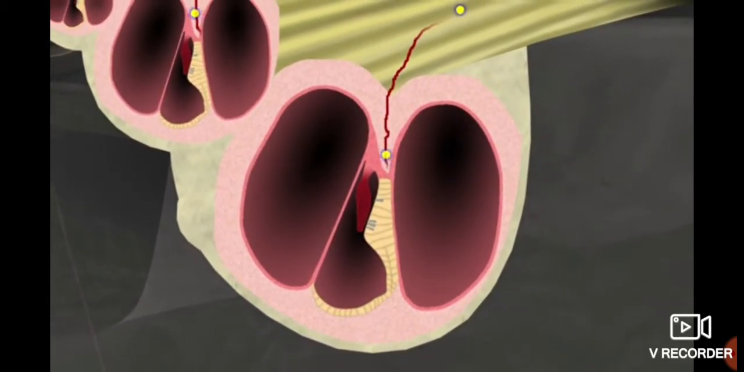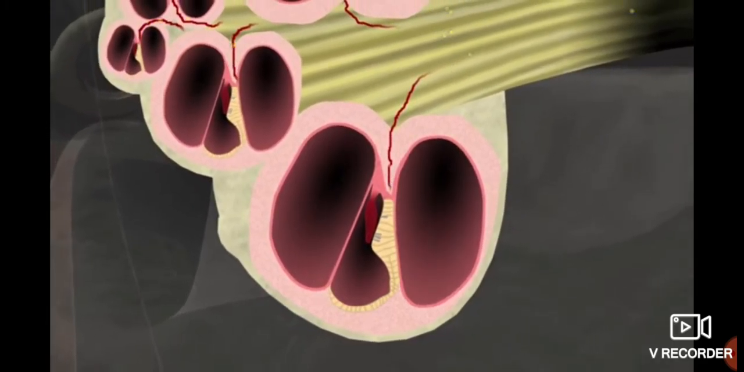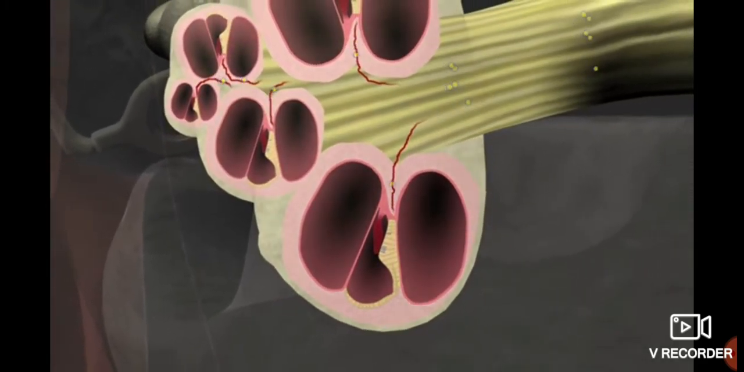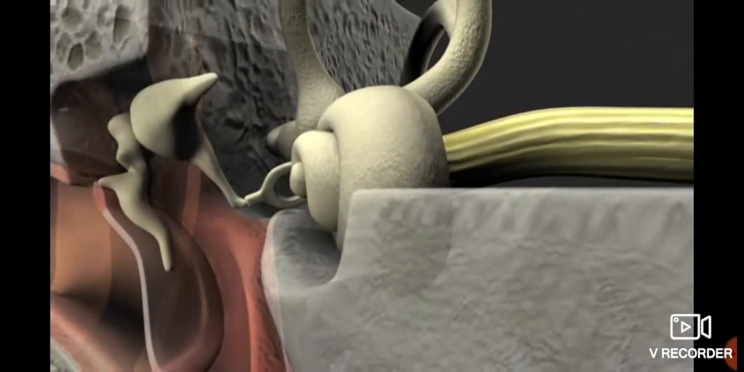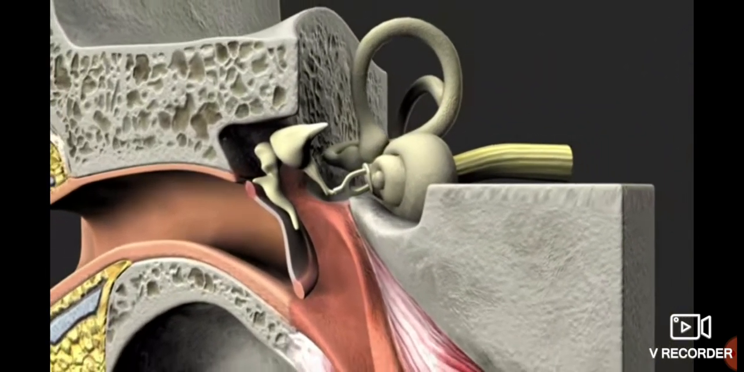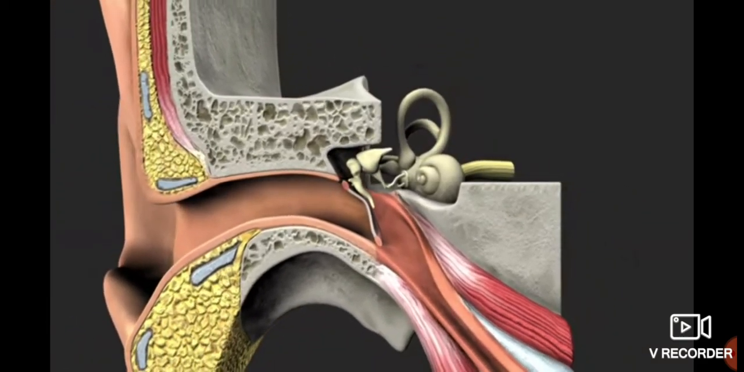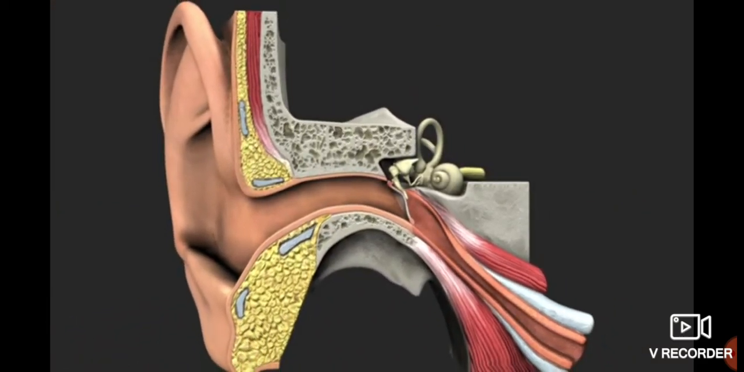Similarly, all the impulses travel through the auditory nerve and are interpreted in our brain. So all these chemical, physical and mechanical changes cause the perception of the sound which we are hearing.